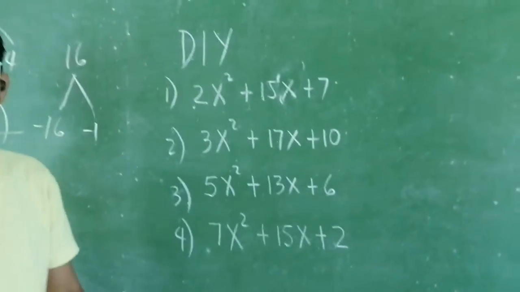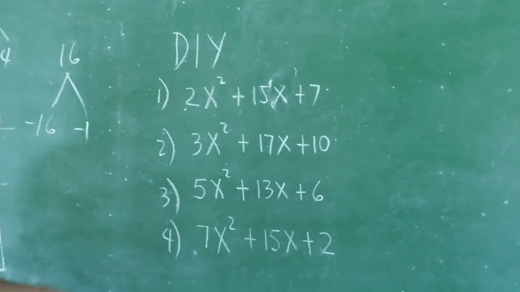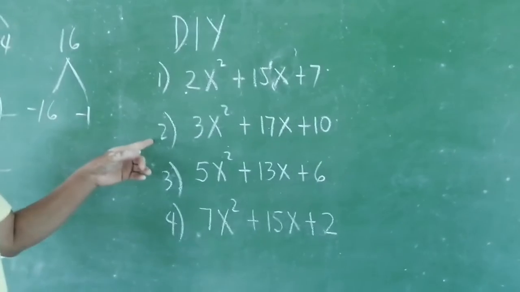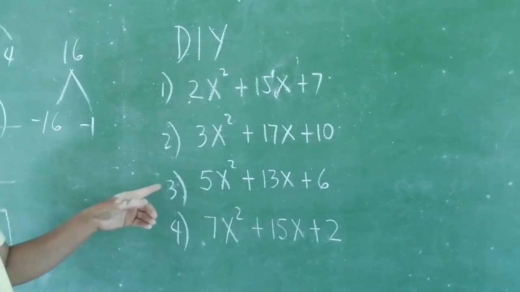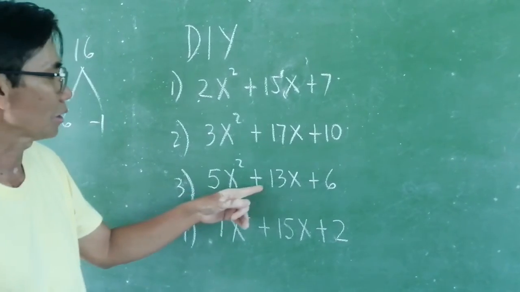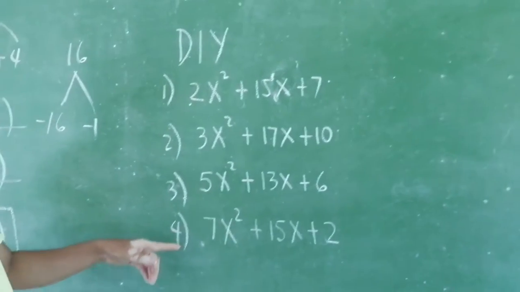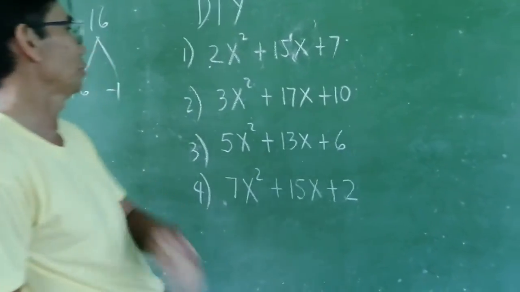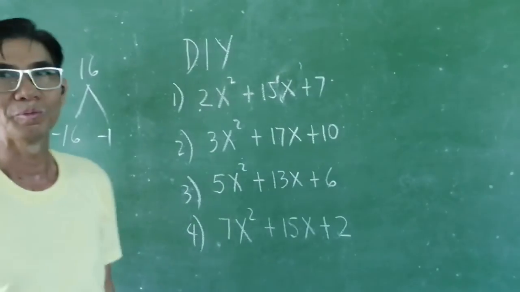So for your assignment, DIY, do it yourself. You try these. Number 1 is 2x squared plus 15x plus 7. Number 2 is 3x squared plus 17x plus 10. Number 3 is 5x squared plus 13x plus 6. Oh, it so happened that they are all plus. So very easy. 7x squared plus 15x plus 2. So no problem about the sign because it so happened that it's all positive.